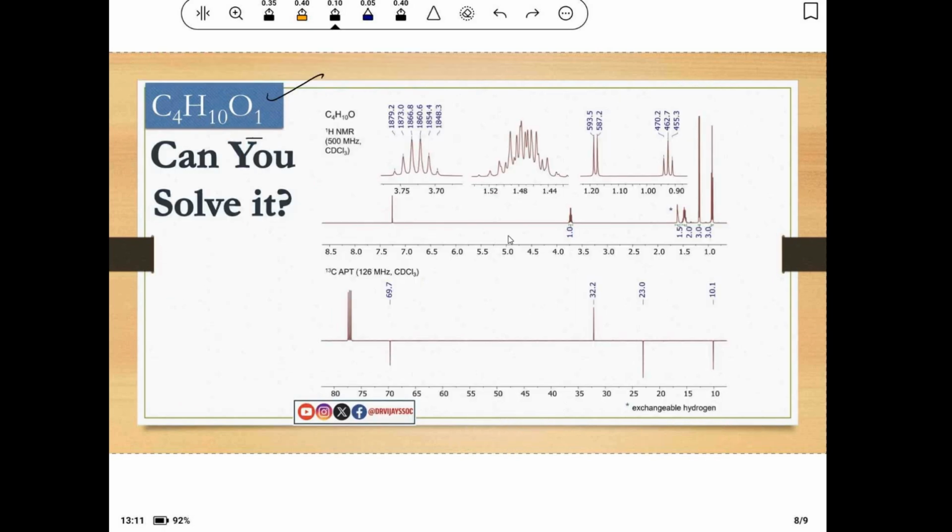So now here is a question for you. This is the molecular formula, and this is the 1H NMR and 13C APT NMR. Use all those steps and try to determine the structure of this compound, and we will disclose the structure of this compound in the next video. But if you manage to solve, then send me in the comment box the correct structure of the compound.